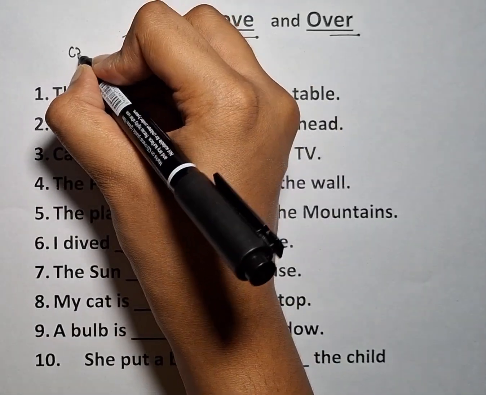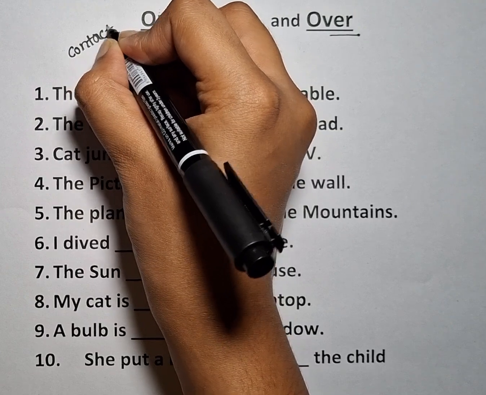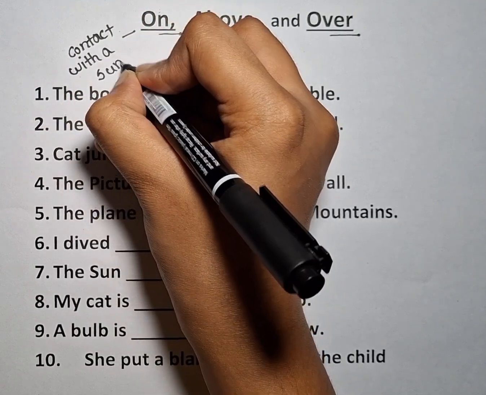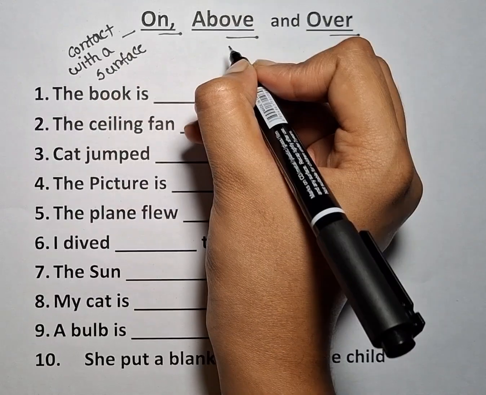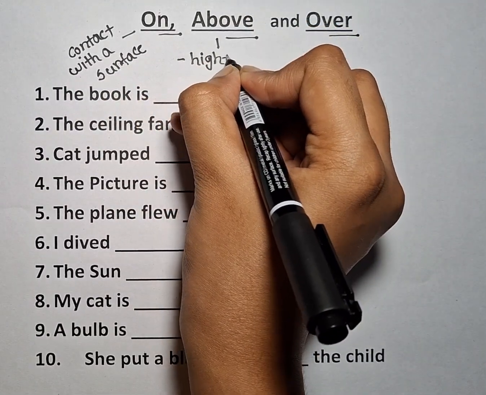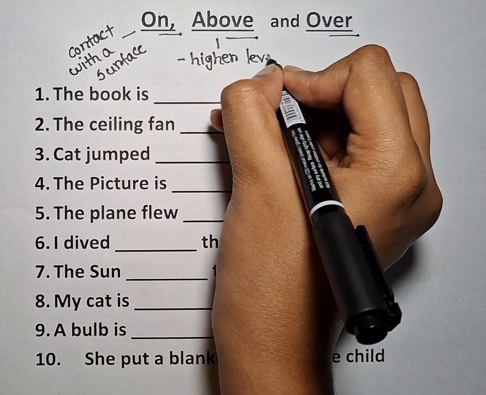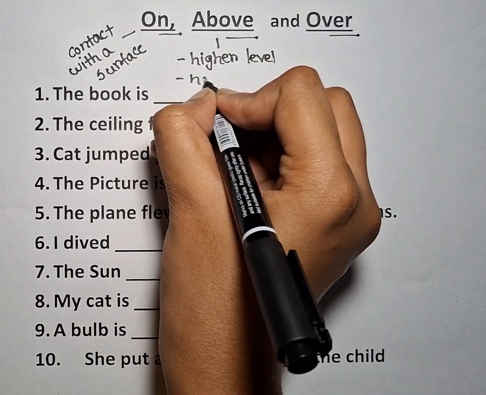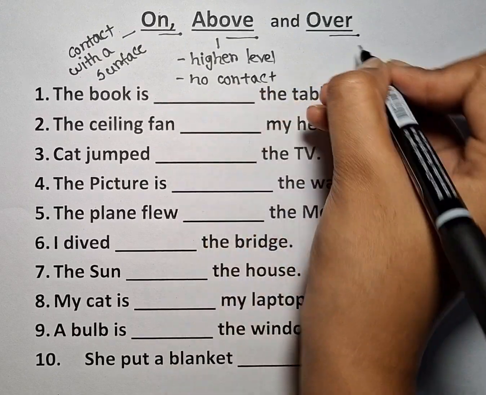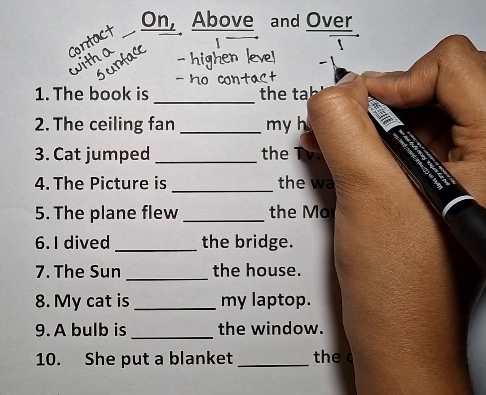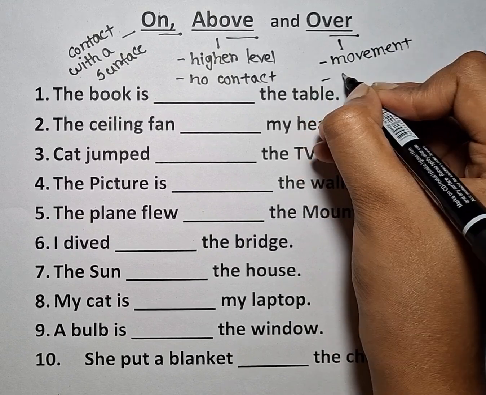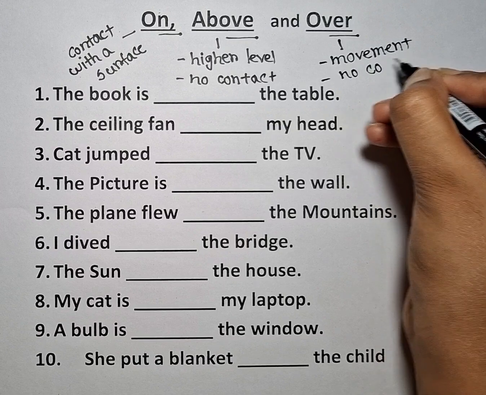Use on when there is contact or something is touching a surface. Use above when something is at a higher level but there is no contact or not necessarily touching. Use over when there is movement and still no contact, or covering something.